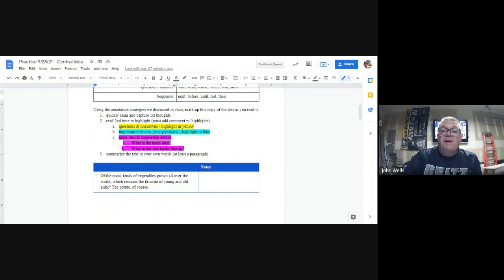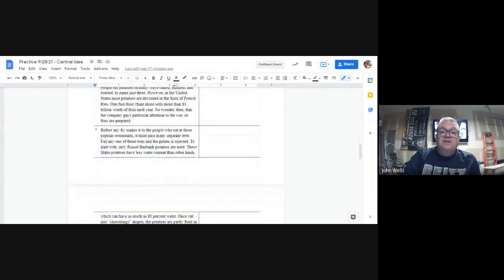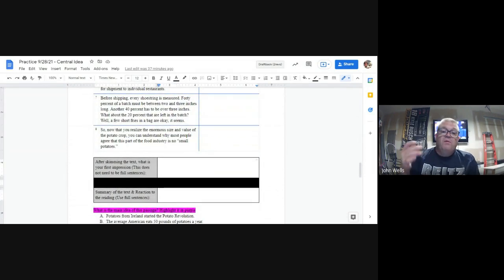We want you to start by reading and annotating this text, doing the same kind of annotations that we did before. So first off, we want you to quickly skim through this and capture your first thoughts. We're talking like a minute and a half, 2 minutes. We don't expect you to really do a lot of hard reading, and just skim through this. There's only 8 paragraphs.